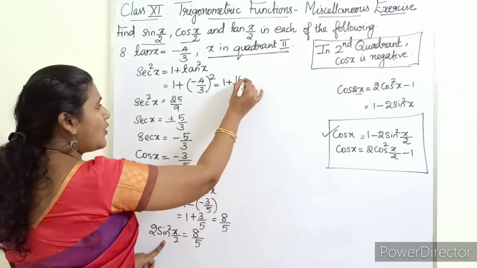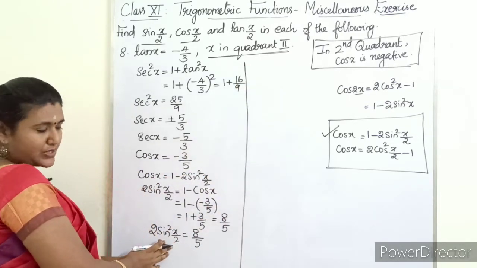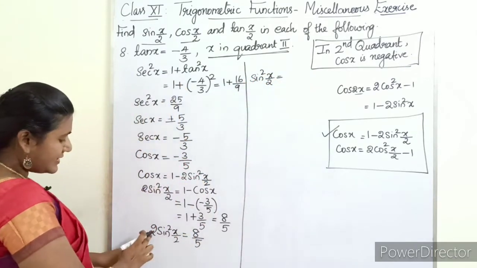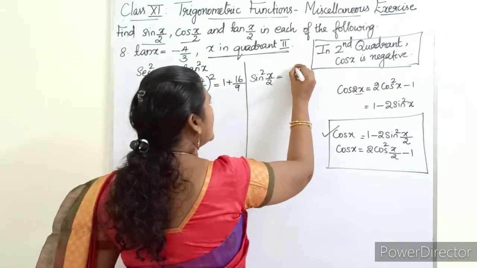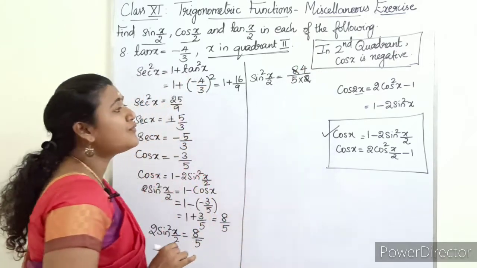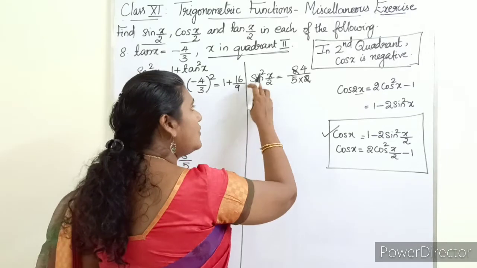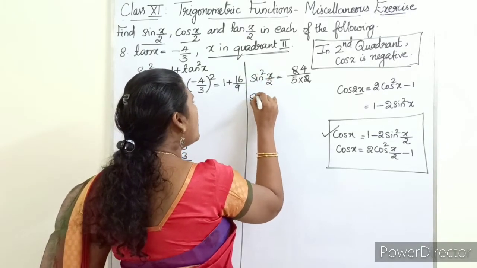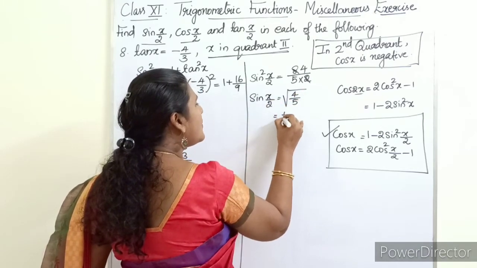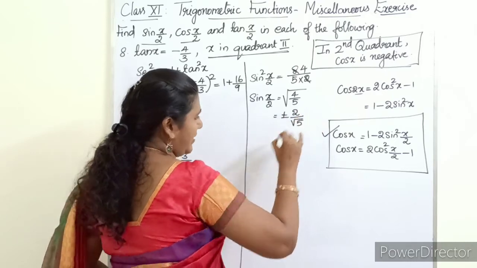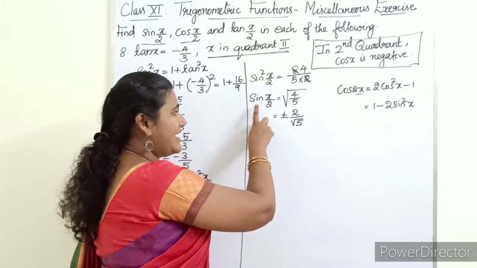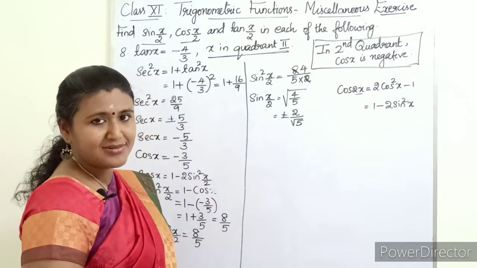Now we are going to find the sin square x by 2 value from this expression. This 2 we will take to the right side, so 8 by 5 into 2 will come in the denominator. When you simplify, you will get 4 by 5. So this is the value of sin square x by 2. So what is the value of sin x by 2? Root of 4 by 5, which is equal to plus or minus 2 by root 5. Here you will have a doubt whether we should take plus 2 by root 5 or minus 2 by root 5 for sin x by 2.